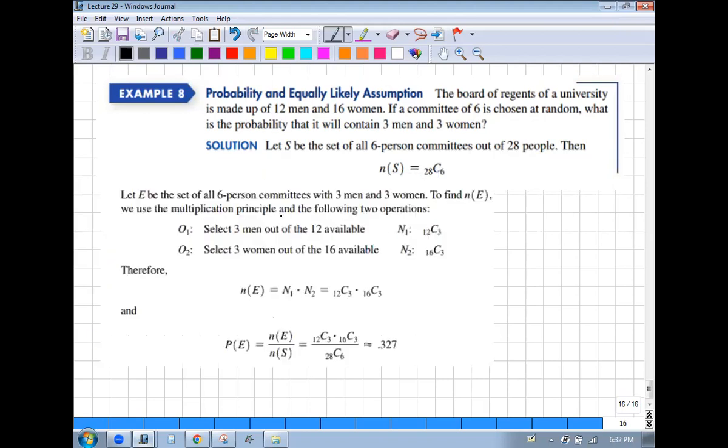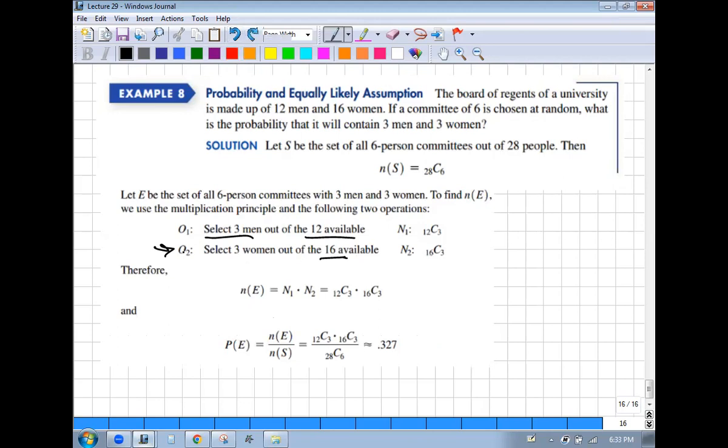So we need a 6-person committee, 3 men, 3 women. All right, so we need to find the number of events in this event space. So first off, we're going to select 3 men. There's 12 of them available. It doesn't matter what order. One's not president, one's not vice president. So it's simply 12 men, choose 3. Then the second operation is we're going to select 3 women out of the 16 available. So that's 16, choose 3.